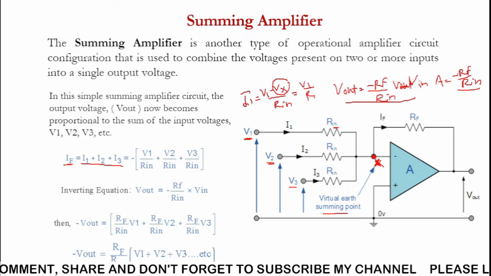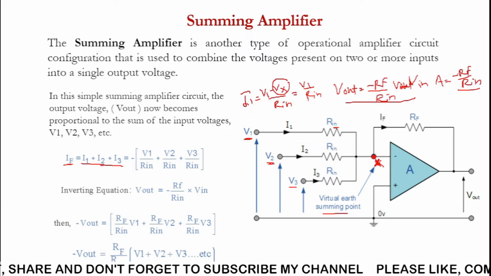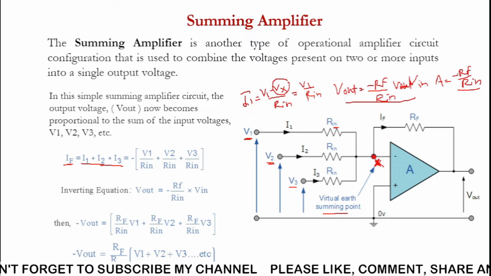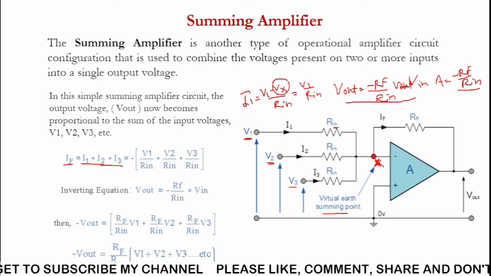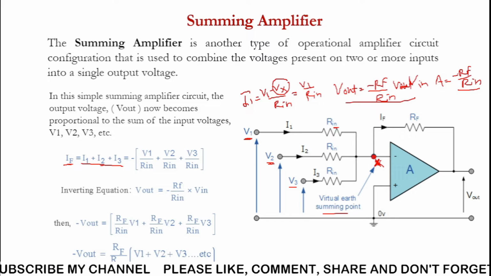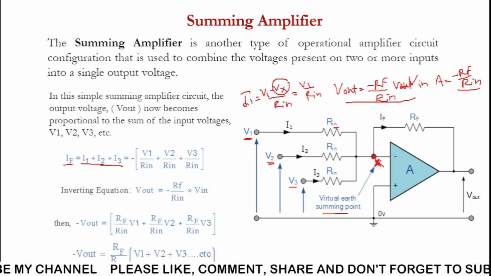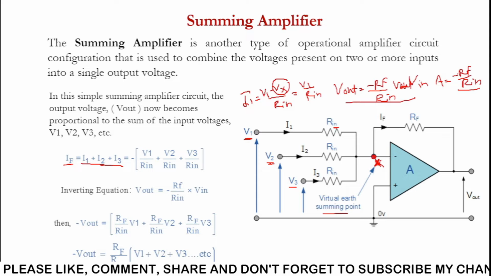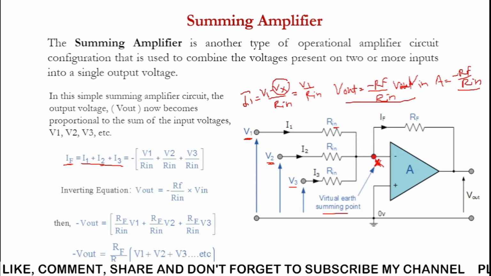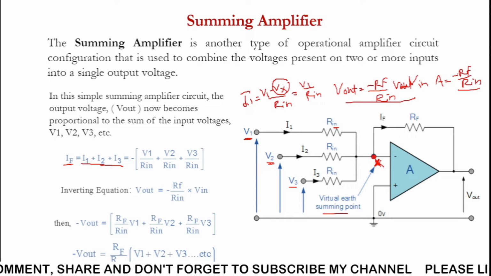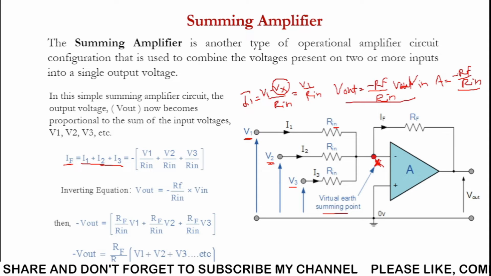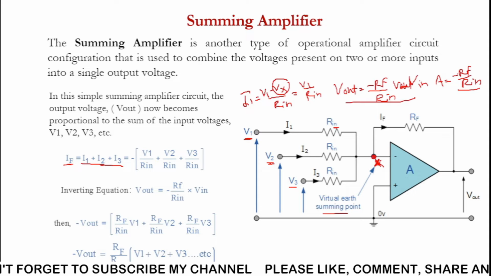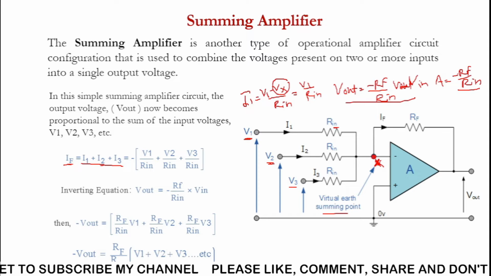So how to calculate the current I1? Current I1 is calculated as V1 minus Vx divided by Rin. So Vx is considered to be ground or virtual earth. We can say it is V1 upon Rin. So IF is equal to minus, inside bracket, keep the minus sign in mind because IF current is flowing from V out to X. So IF is equal to minus, inside bracket, V1 upon R in, this is due to V1, plus V2 upon R in, this is due to V2 because again V2 minus Vx upon R in, then plus V3 upon R in.